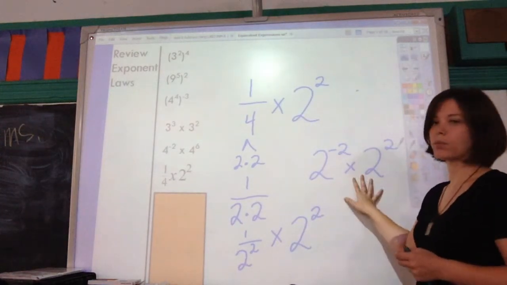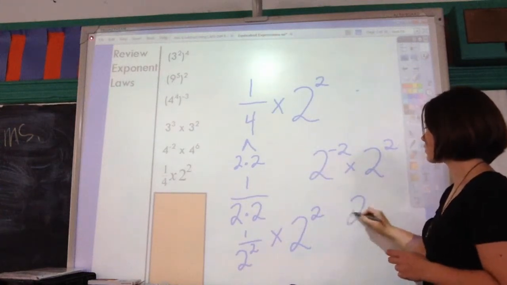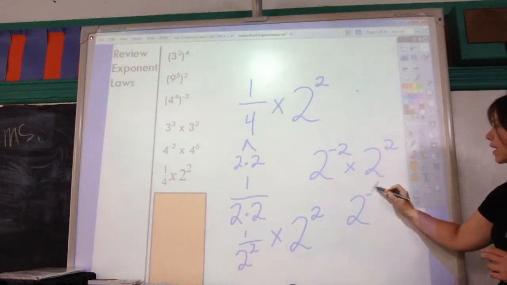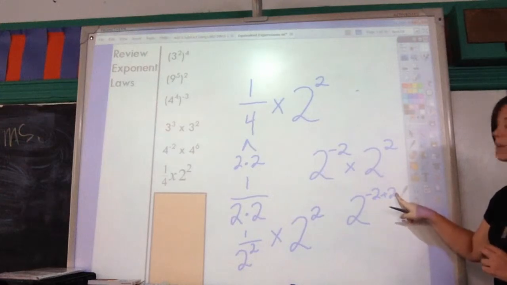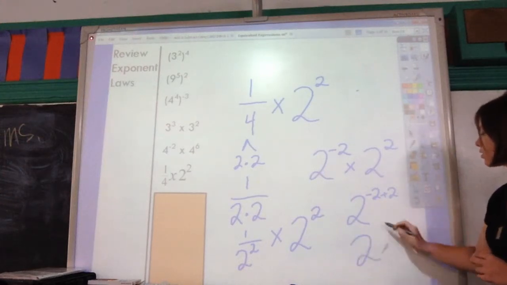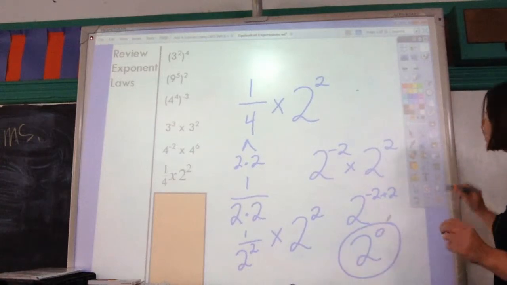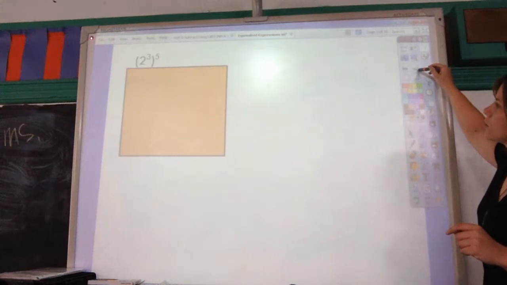Now I can multiply. I have a common base, so I rewrite my base of 2, and I can go ahead and add my exponents. Negative 2 plus 2, you borrow $2, then you pay me back $2. This is 2 to the 0 power. Let's take a look at one multiple choice example, then you're going to practice on your own.